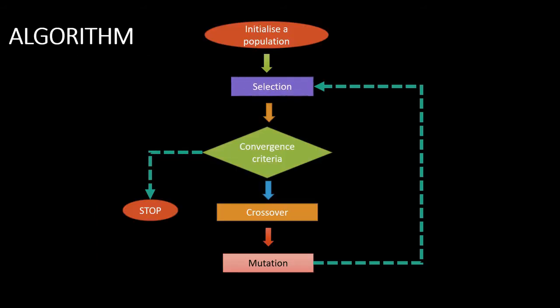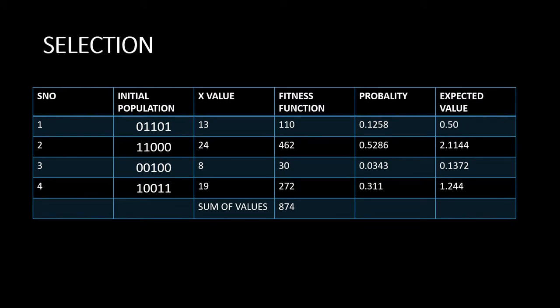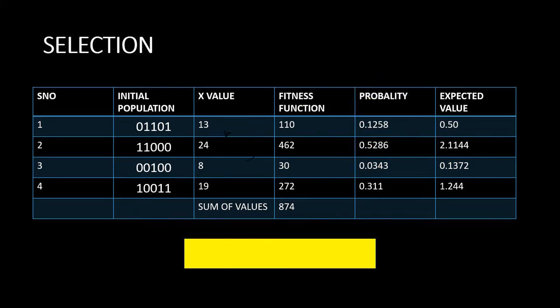The second step is to select the best one. Here I have calculated the x value and then evaluated it on the function given in our problem, x square minus 5x plus 6, which is the fitness function, and then calculated the expected value. The expected value is the total number of samples that I have taken, which in our case is 4, multiplied by the probability. How do we calculate the probability? We divide our fitness function by the sum of all the fitness functions. In this case, it is 110 divided by 874, which equals 0.1258. And 462 divided by 874 equals 0.52. If we multiply these values by 4, we get the expected values.